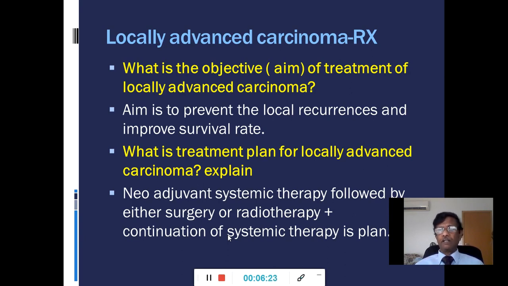Whether it has become operable or not. Suppose it has not responded, we may have to go for neoadjuvant hormone therapy if the patient is ER positive. But if the neoadjuvant chemotherapy has not responded and the patient is ER negative, and the chemotherapy has not given good results, then we may have to go for radiotherapy also to reduce the size of the tumor. Ultimately, our choice is to make the tumor operable.